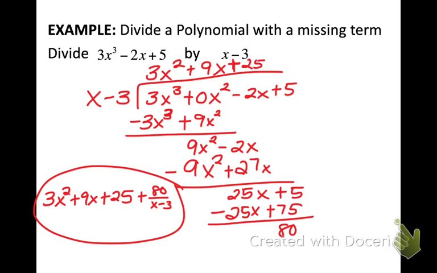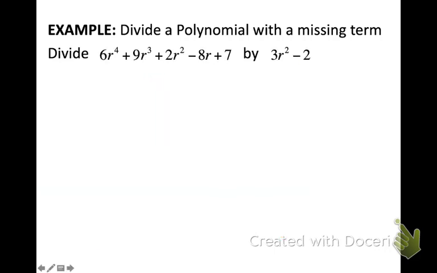Okay, let's do one more where my missing term is in the divisor instead. So last one. So here we're taking 6r to the 4th plus 9r to the 3rd plus 2r squared minus 8r plus 7. And we're going to divide it by 3r squared minus 2.